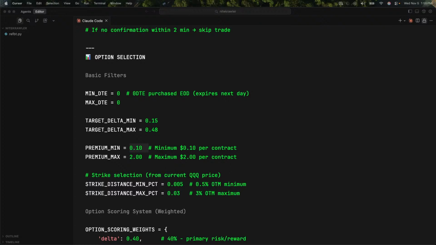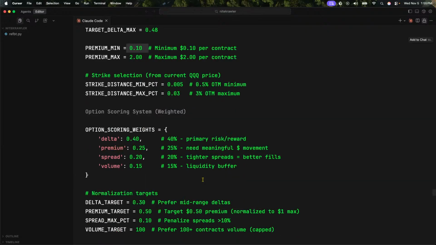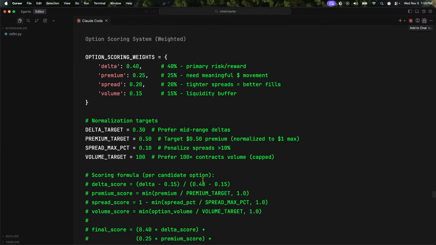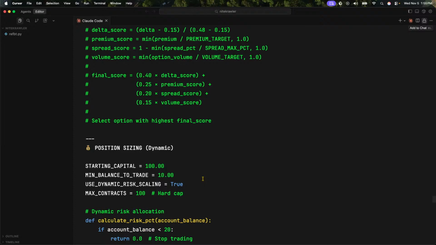And I'm on a bit of a time crunch here because I want to see if we can get this done within an hour so we can paper test it today and catch the results tomorrow. So premium is the min/max. So $10 to $200. Distance is out of the money distance. So we're going a little bit further away. So this looks good. TP targets. So that's take profit.